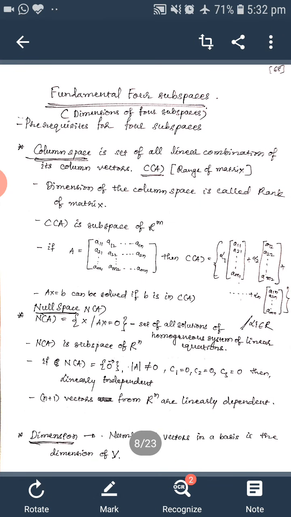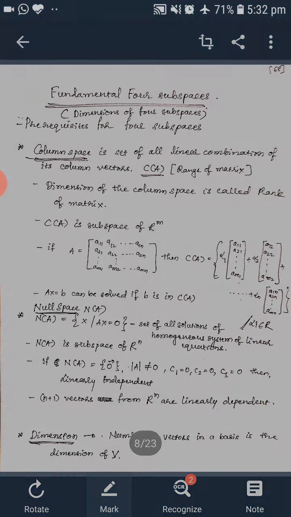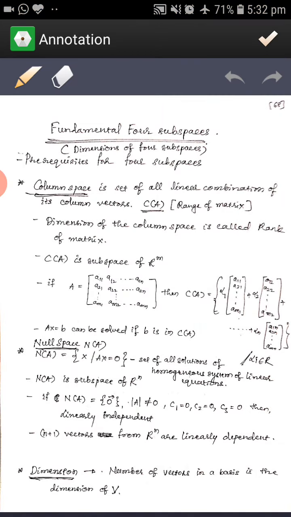Then one more important concept here: the fundamental four subspaces. Basically there are four fundamental subspaces. Those are column space, null space, left null space, and row space. So all four are the basic fundamental subspaces.